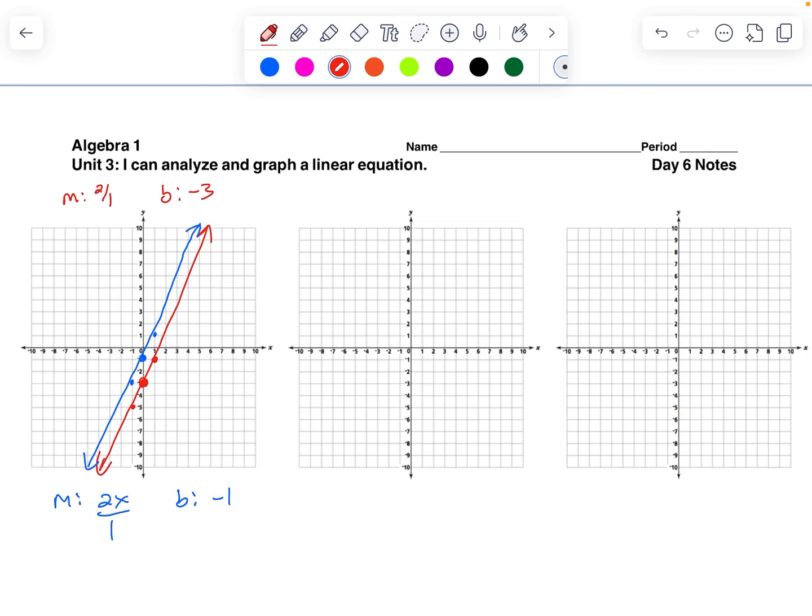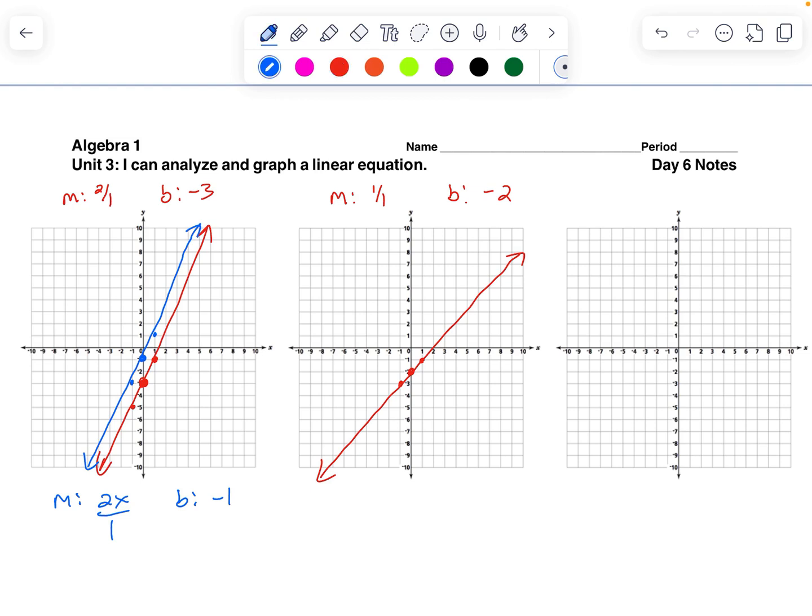Y equals x minus 2. In that top equation, our slope is 1 over 1, right? X is by itself, so we could put a 1 in front of the x, and to make 1 a fraction, we put 1 over 1. Our y-intercept is negative 2. So I'm going to go down 2 and put my first point. My slope tells me to go up 1, right 1. We could also do the opposite, down 1, left 1. Make a line.